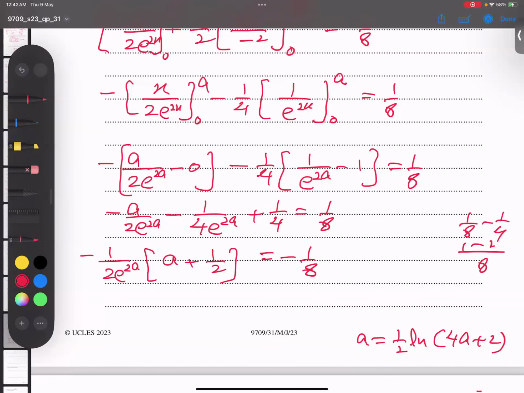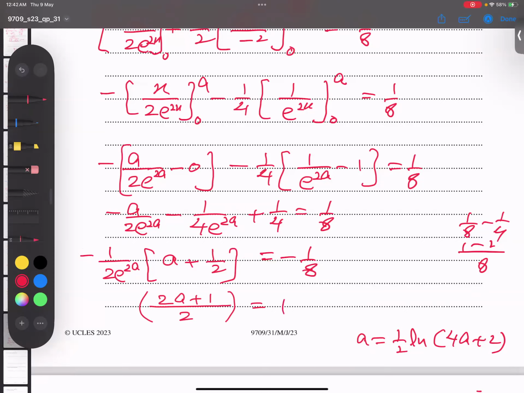So first of all, I take the LCM, students. What do I get, student? 2 to the 2a plus 1. And this negative sign and negative sign cancel out, students. And I got a 1/8. And this 8 will multiply up here.